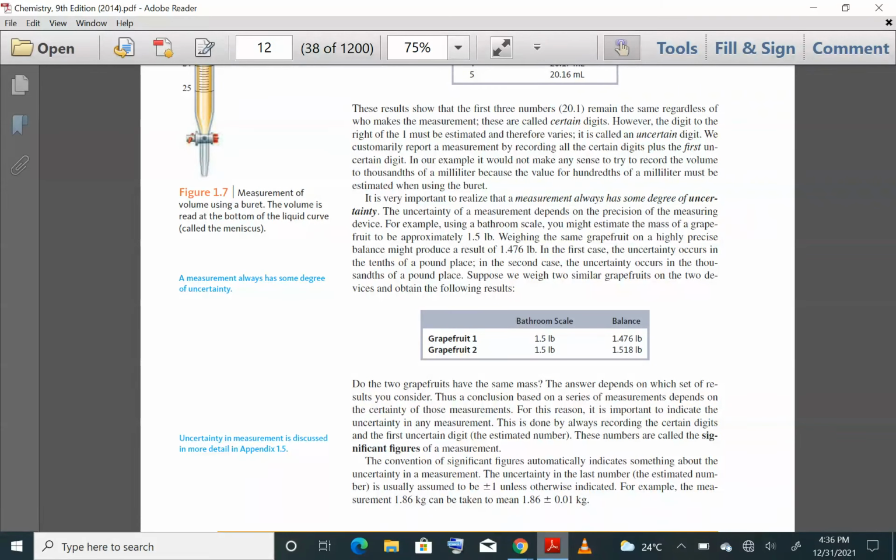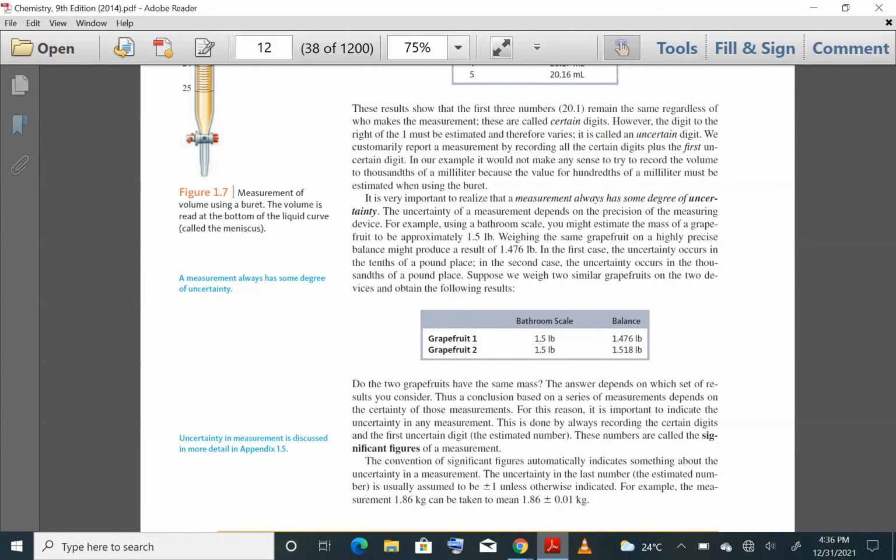So what this basically means is that if you only use the bathroom scale, you would think, oh okay, these are the same masses. But then when you use the balance, which is more detailed in terms of the values that it's giving, you realize that actually these are different. Okay, so therefore, can you say that the two grapefruits have the same mass? Well, the answer depends on which set of results you consider.